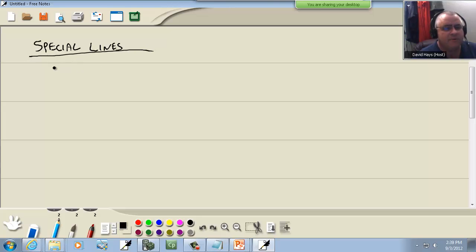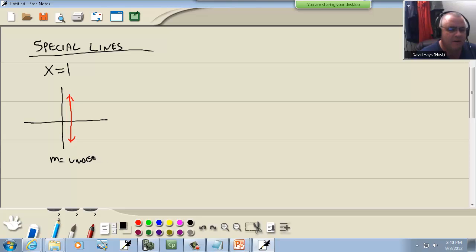And it revolves around one of our special lines. First one is when you got x is equal to a number, like x is equal to 1. Well, this is going to be a vertical line, up and down, at 1. Now specifically, your slope here is undefined. And if I looked at my points, no matter what, they would all start with the same x value. So they'd all start with 1.